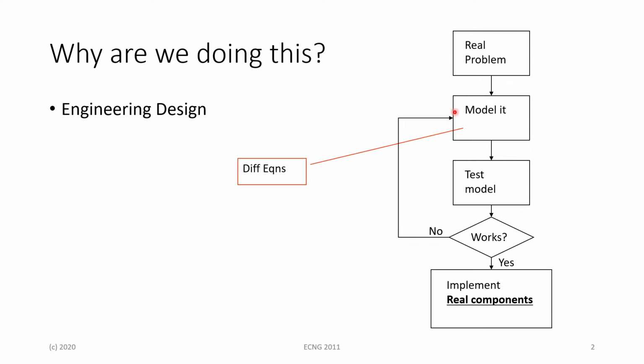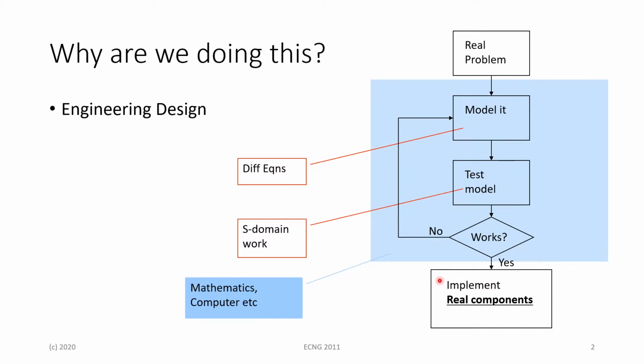Now, in modeling, what we have seen throughout the entire course is that modeling any real-world problem tends to rely on some sort of differential or integral equations, but typically we use the differential forms. And once we have those differential forms, we then transfer those into the S domain, as we saw, using the Laplace transform in order to test our model accordingly. And once it works, we transfer it back into the time domain and implement it using real-world components.